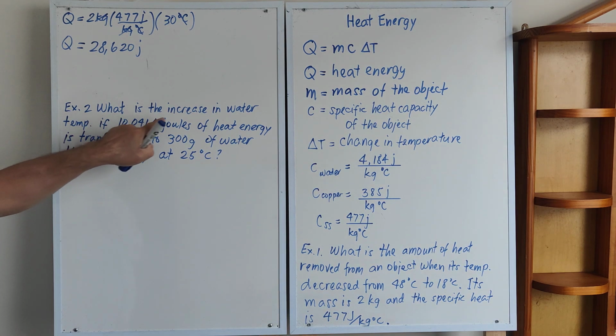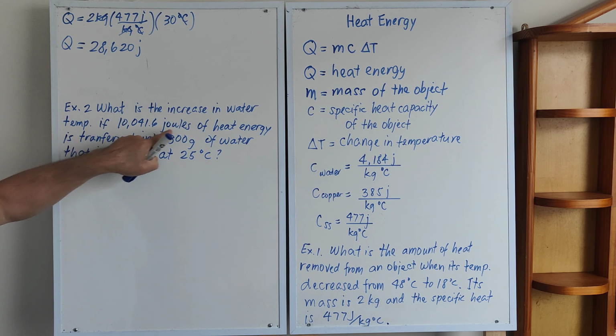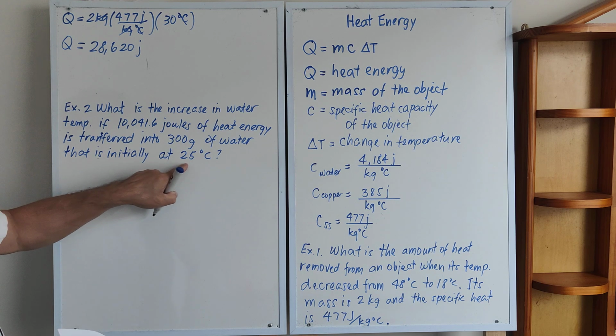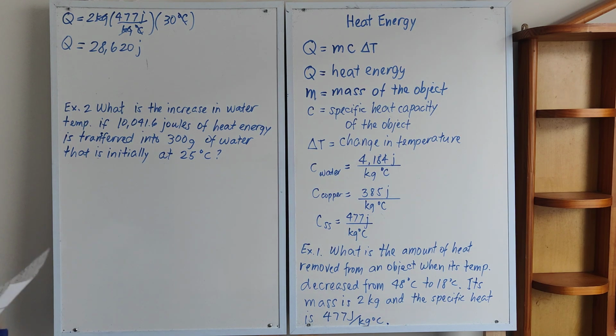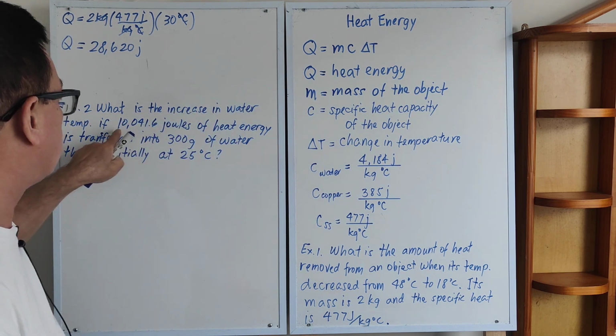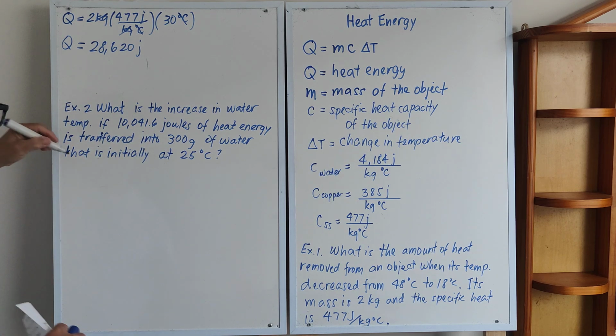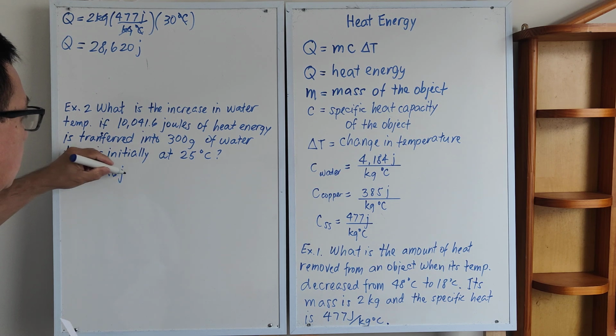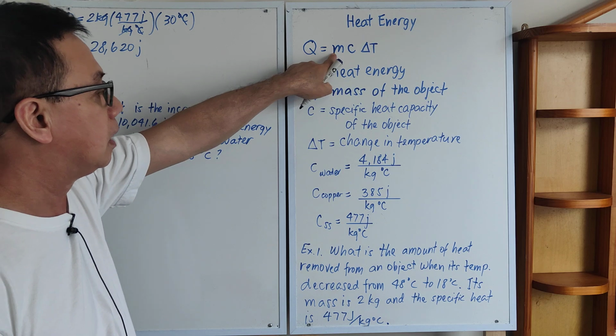Example 2. What is the increase in water temperature if 10,041.6 joules of heat energy is transferred into 300 grams of water that is initially at 25 degrees centigrade? Again, we just plug in the values into our formula. So we have Q, which is 10,041.6 joules, equal to the mass.